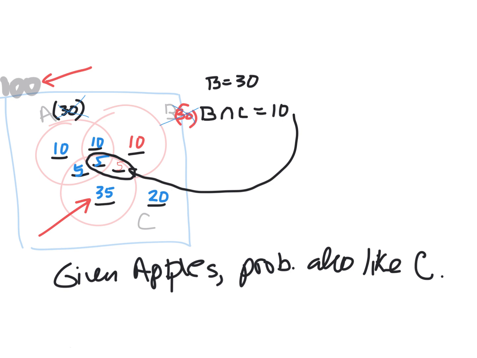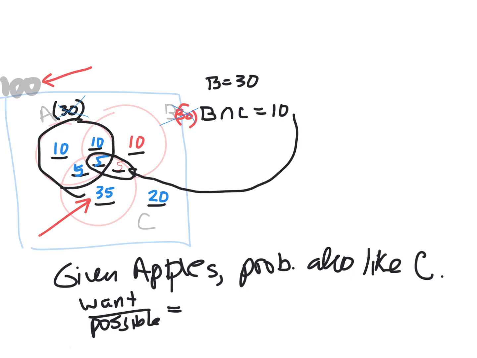Okay, I find it's handy to come back to this. It's what you want out of what's possible. And I heard a lot of people saying it was out of 30. That's what's possible. The possible outcomes are only these. And that is 30. So you're right about that.